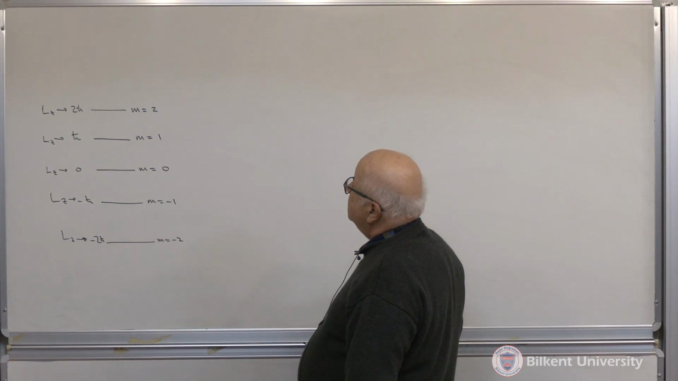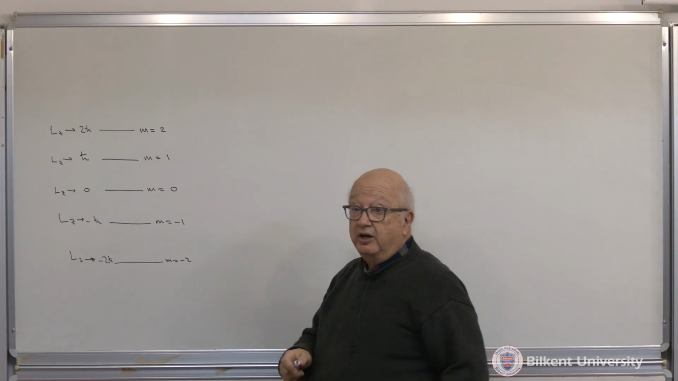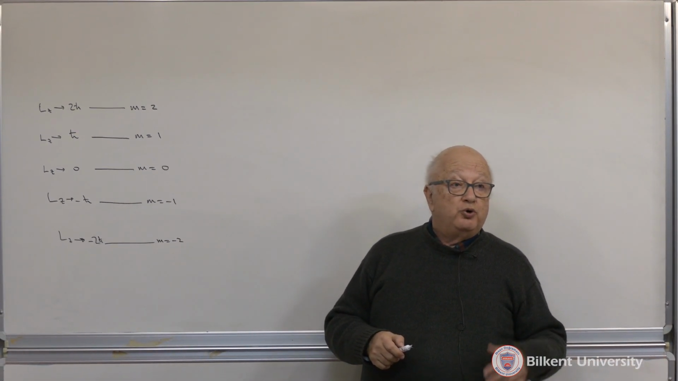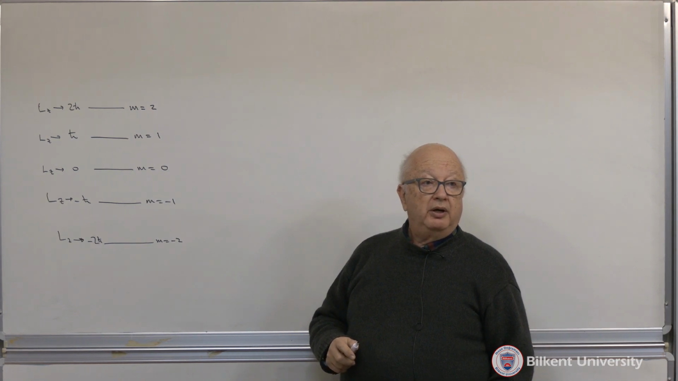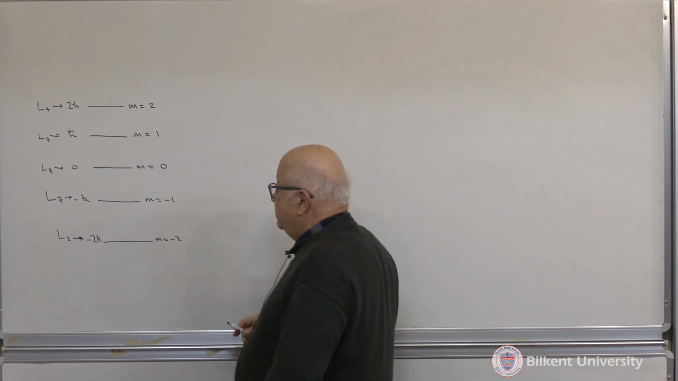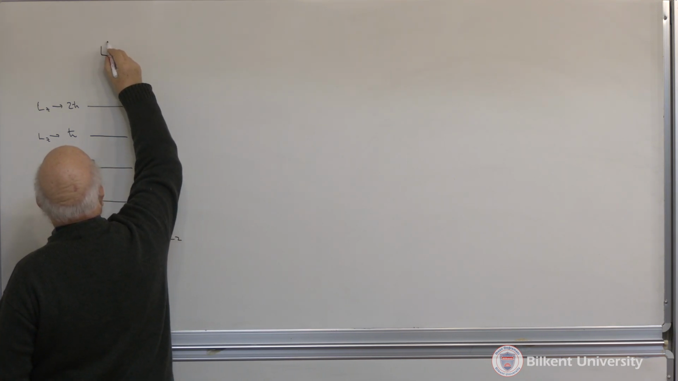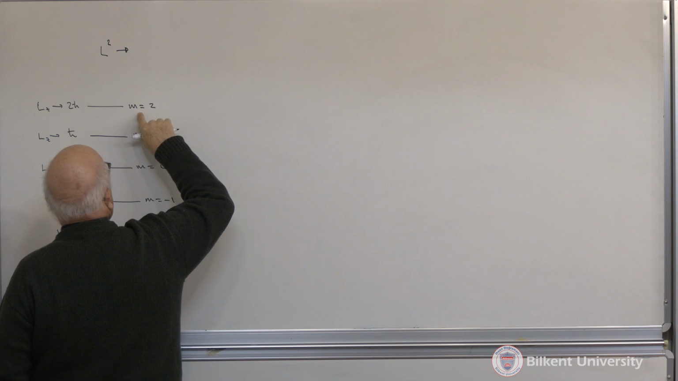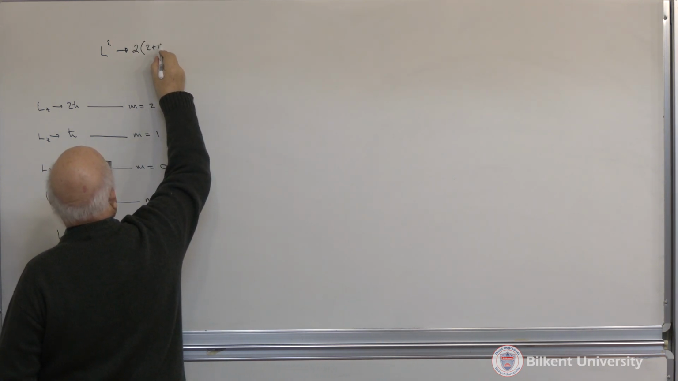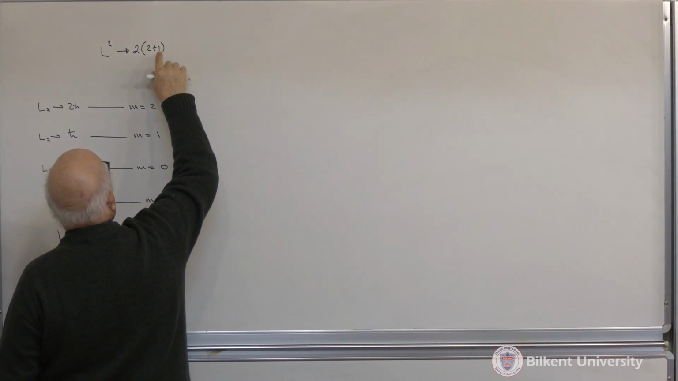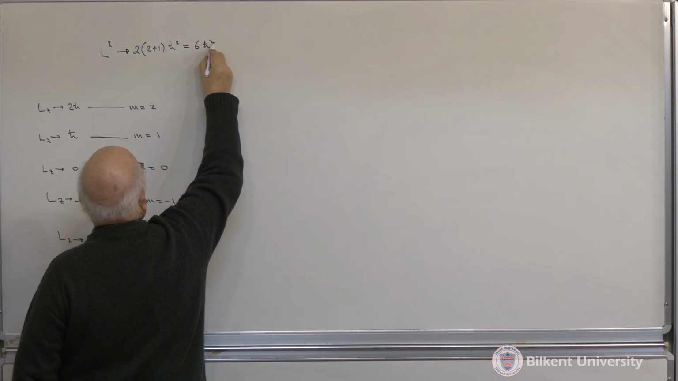In any case, I have some structure like this, which corresponds to a maximum value of 2, which means that these are all under the same L squared. So a measurement of L squared here is going to give me this maximum value 2 times 2 plus 1, L times L plus 1 times h bar squared, so it's going to be 6 h bar squared.